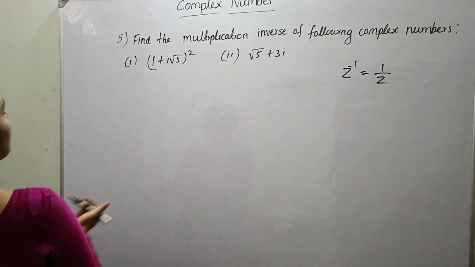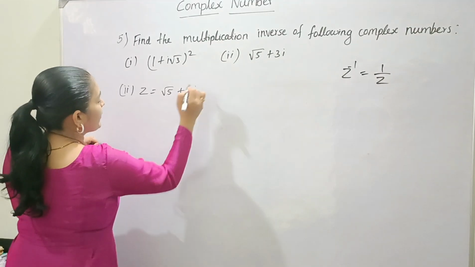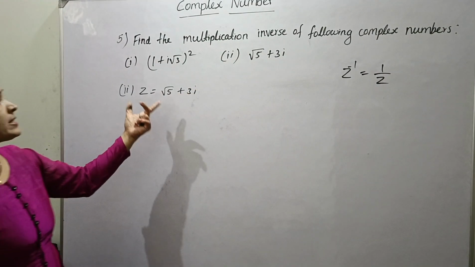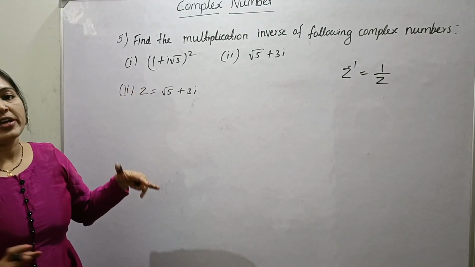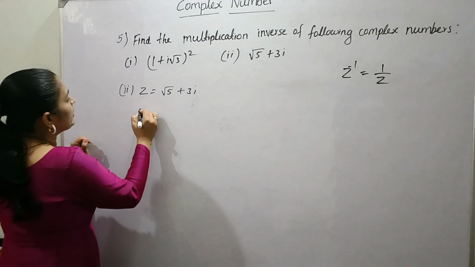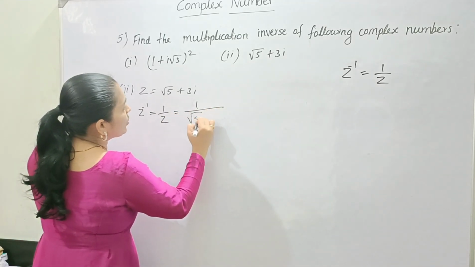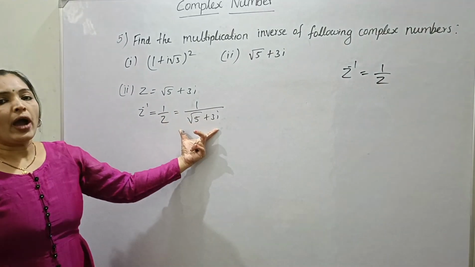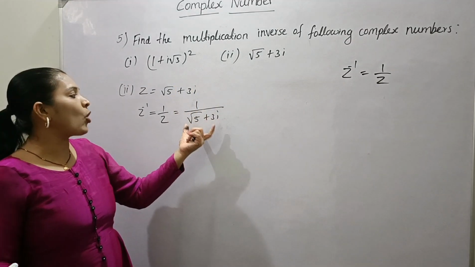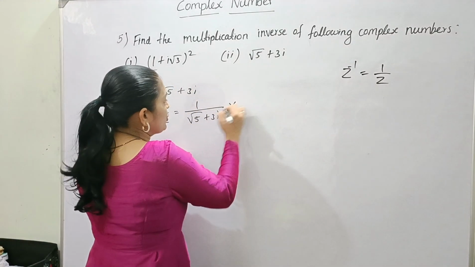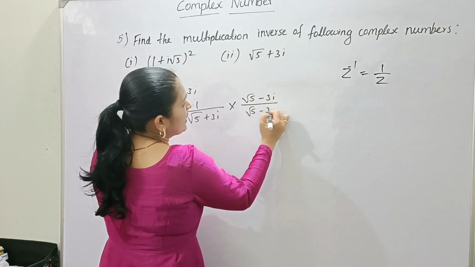Let us do the second one. Given complex number z is equal to root 5 plus 3i. Here the given complex number is in the form of a plus ib, the standard form, right? So directly we can find the multiplication inverse, that is z inverse is equal to 1 by z, that is 1 divided by root 5 plus 3i. Now we have to make it in the form of a plus ib by multiplying and dividing by the conjugate of the denominator, that is root 5 minus 3i divided by root 5 minus 3i.